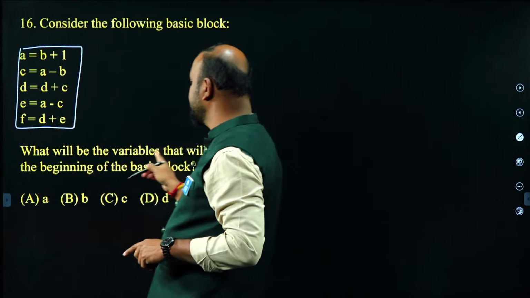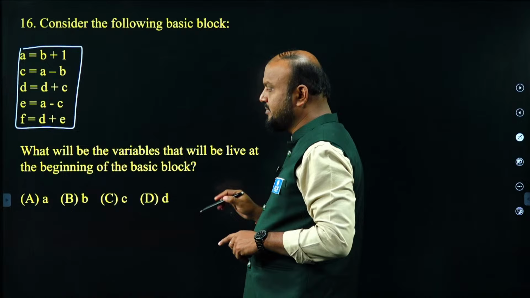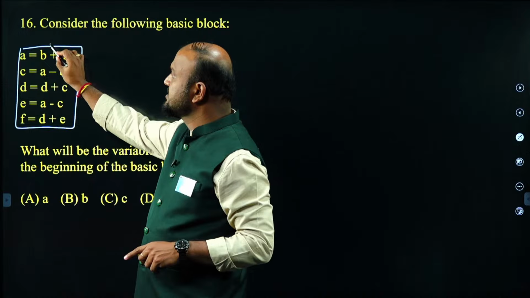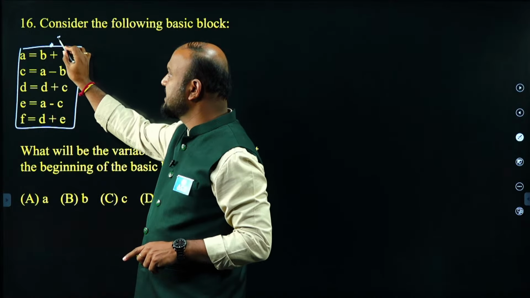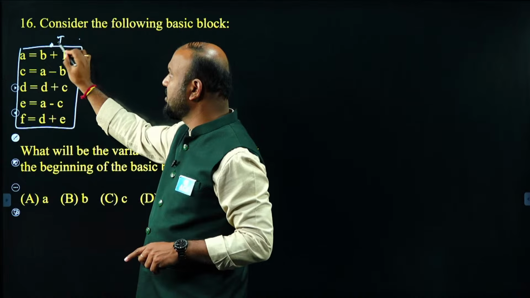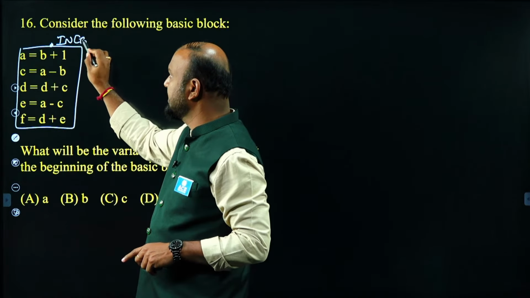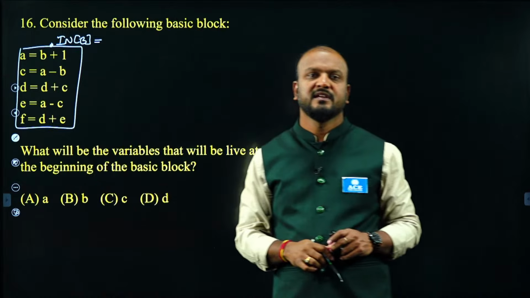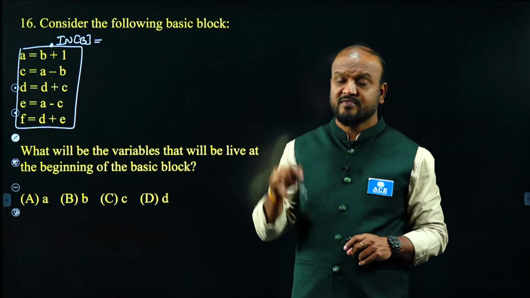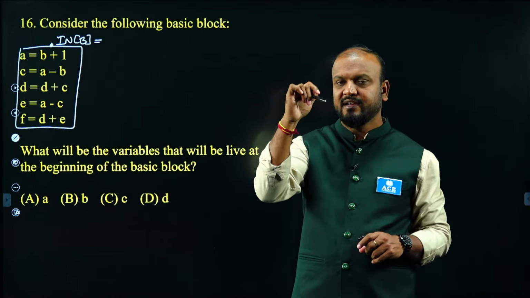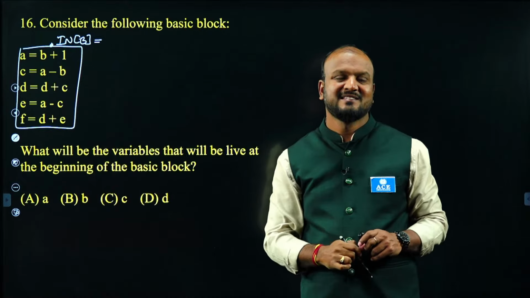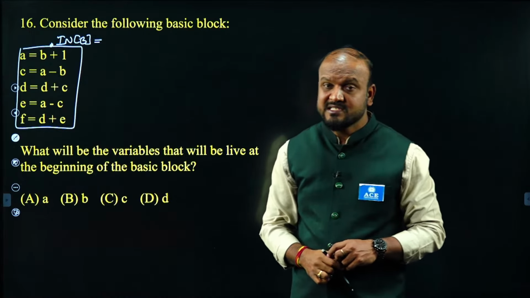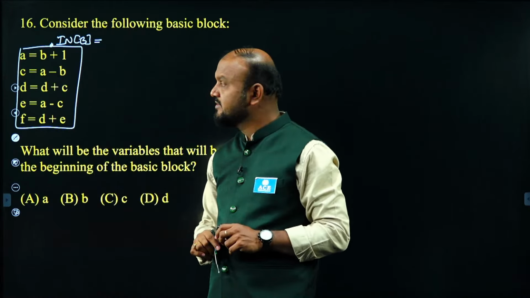And what will be the variables that will be live at the beginning of the block? So at this point, which variables are live? We can call them the in variables of this block. What are the in variables? The variables that are live incoming into the block B, from the incoming point of the block B to the exit, we have to see which variables are used before redefinition.